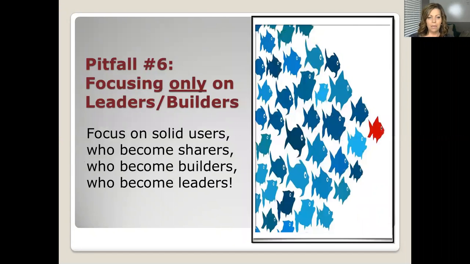Pitfall number 6, focusing only on your leaders and your builders. If you have, say, 3 frontline people or somebody under them who is a leader, and that's the only people you're working with, you're truly going to miss out on those people down below who could be possible fabulous leaders. So focus on those who are solid users, because they eventually will become your sharers, who then eventually become builders, and then they could eventually become leaders.